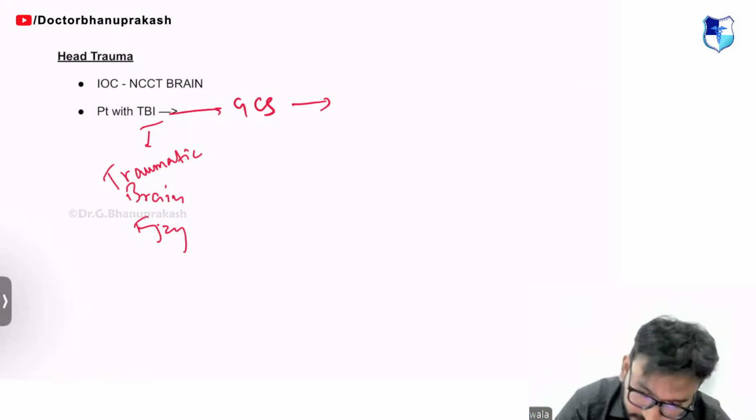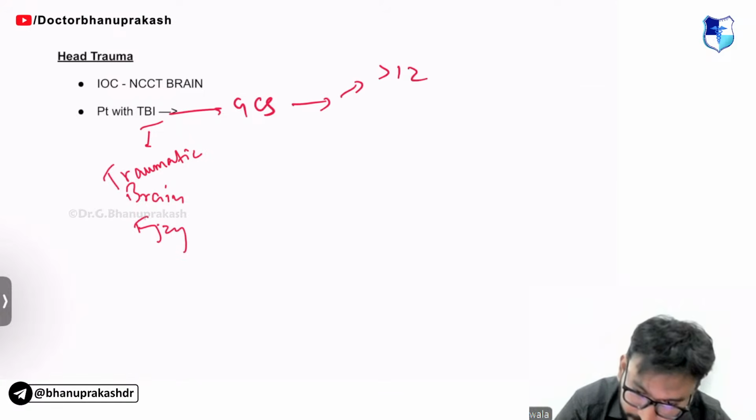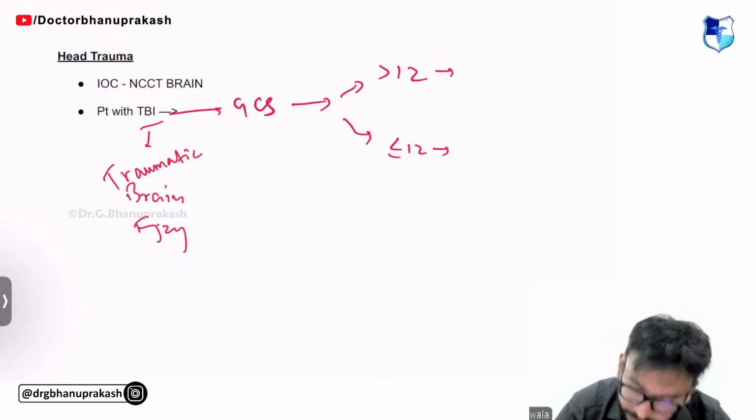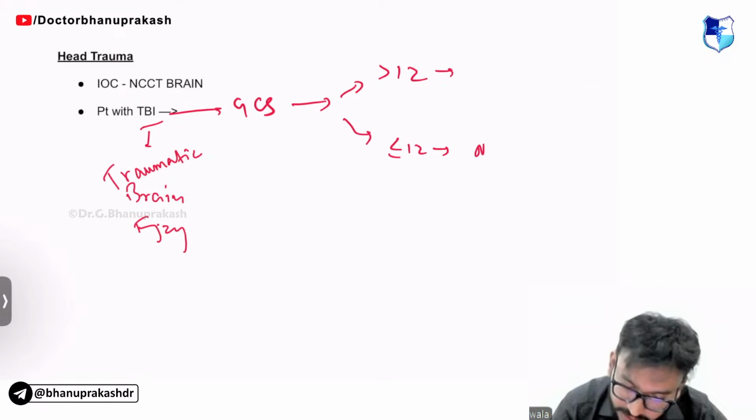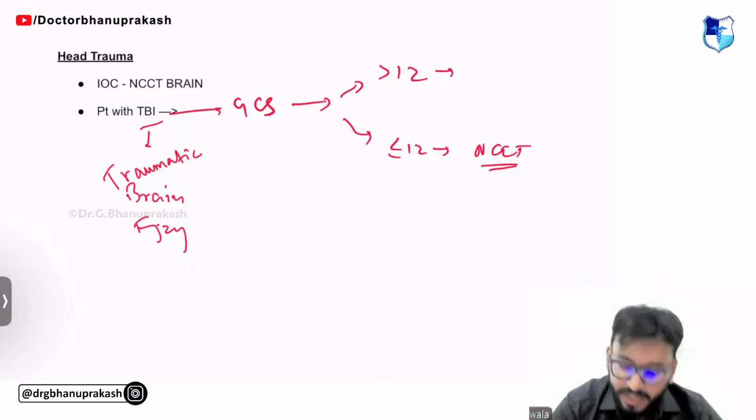Okay, so if the GCS is more than 12, then what do you have to do? If GCS is less than or equal to 12, then what do you do? If the GCS is less than 12, then you directly go for an urgent NCCT, the investigation of choice. If it is more than 12, then look for any danger signs.